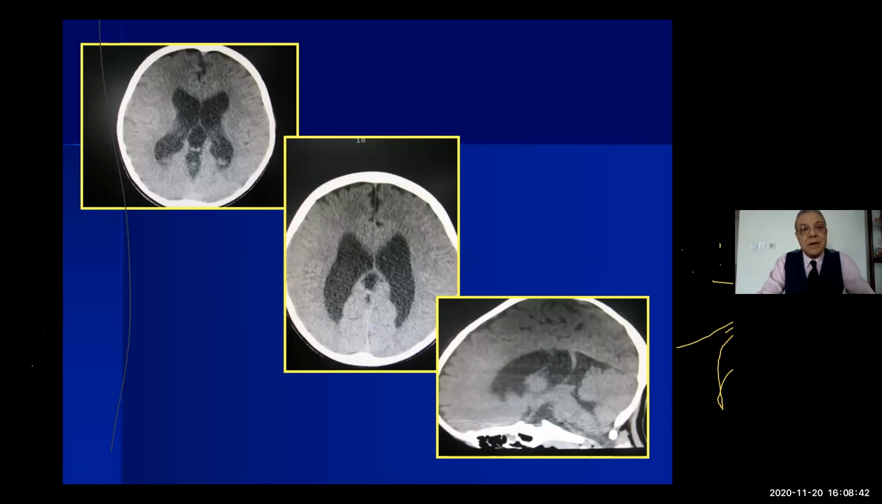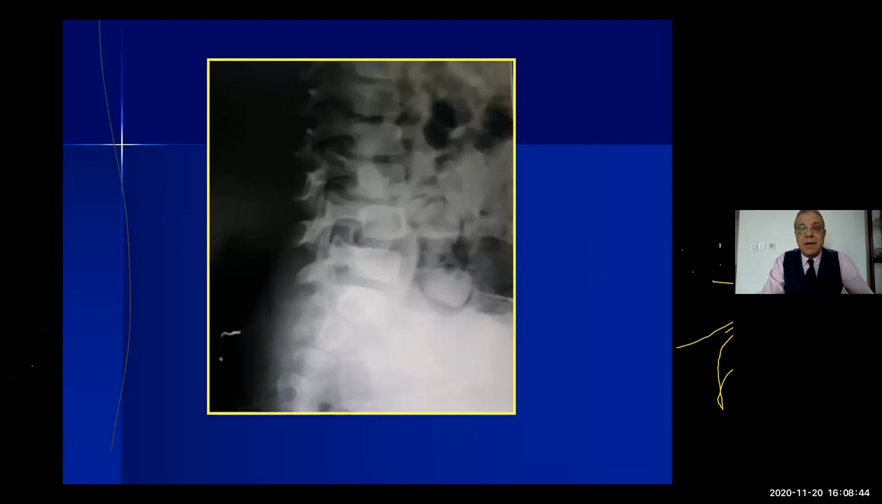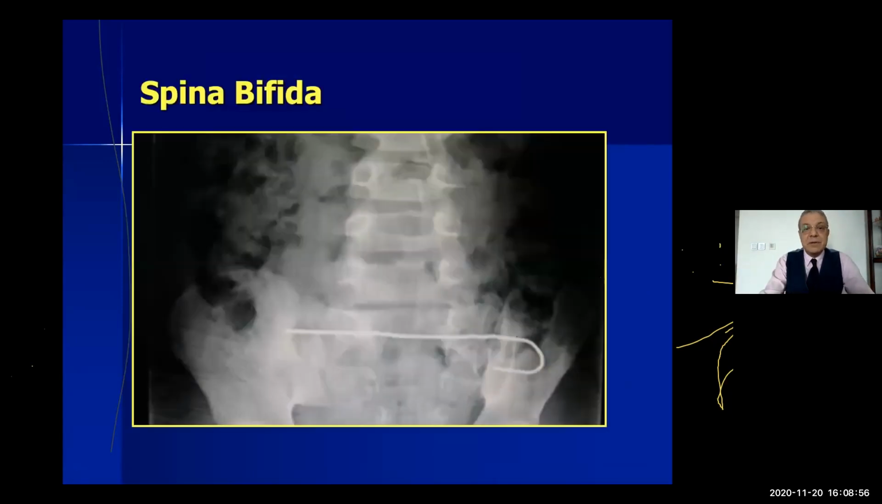So, as I said to you, I always like to make an X-ray. This is a lateral view just to show how the vertebrae are and whether there is a bone defect or not, like in spina bifida. And in this one, I just put a metal marker. In fact, it's an unfolded paper clip.